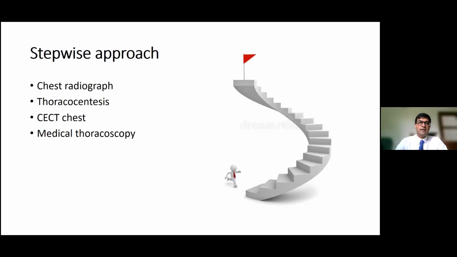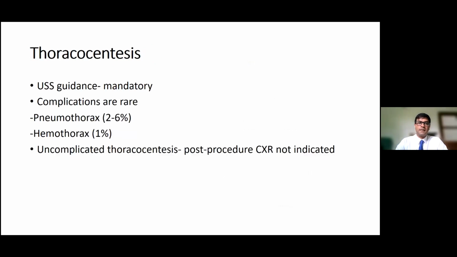to neoplastic conditions and collagen vascular disease, all up to radiation, hemothorax, and chylothorax. So a stepwise approach should be adhered to whenever you are evaluating a pleural effusion. To start with, after the physical examination, you should do a chest radiograph, a diagnostic thoracocentesis, contrast CT, and ultimately a medical thoracoscopy if needed.